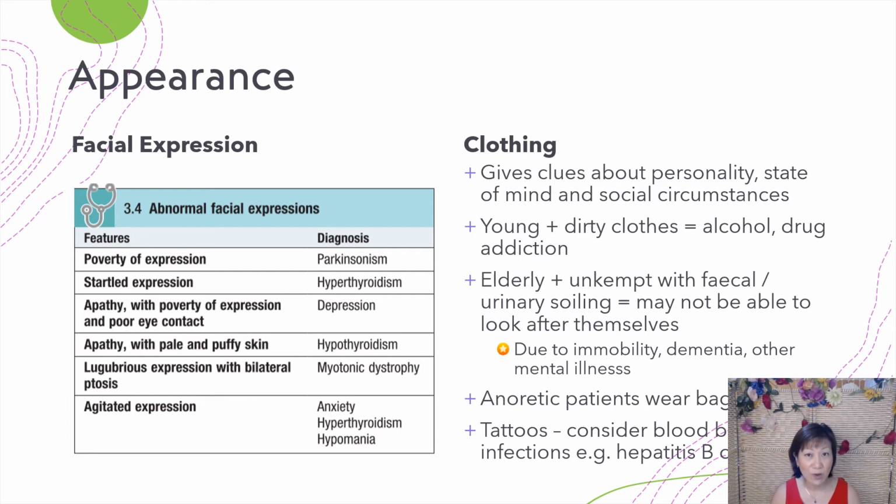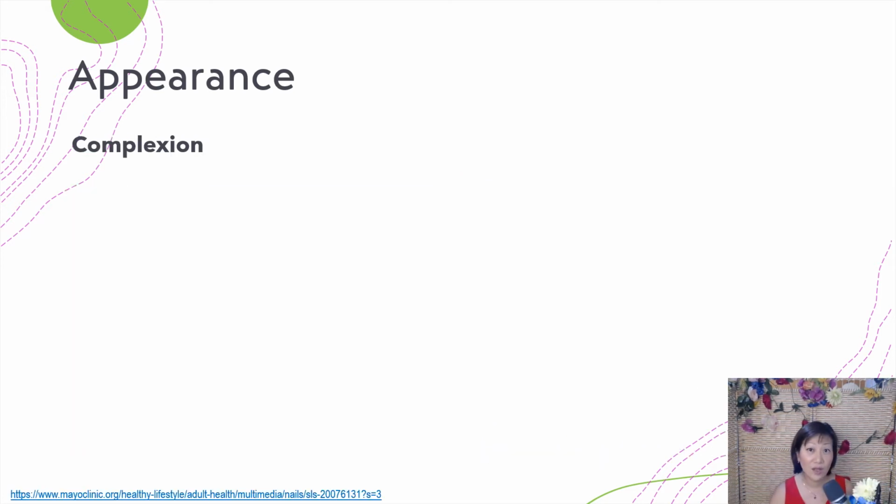Anorectic patients tend to wear very baggy clothing, so that could be a suspicion when you see someone with very baggy clothing. And if someone has tattoos, you might want to consider blood-borne viral infections, for example, hepatitis as well. All right, so what about complexion that we need to be noting?